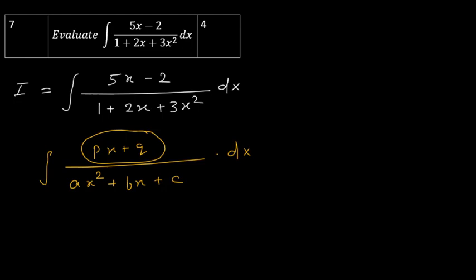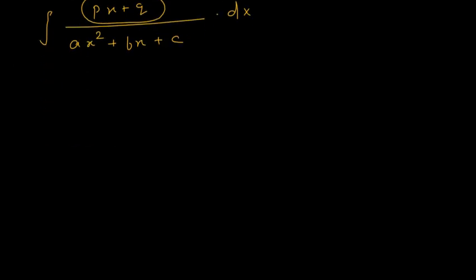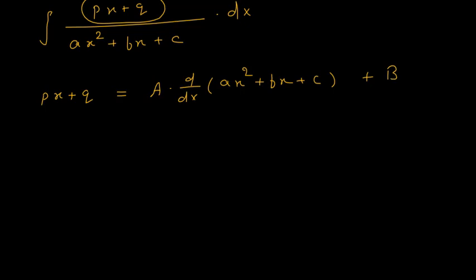So when your numerator is linear and the denominator is quadratic, there you should begin by considering your numerator, which is px plus q, as a times d upon dx of the denominator, which is ax square plus bx plus c, plus b. Now here a and b are two values which I have to find from this equation.